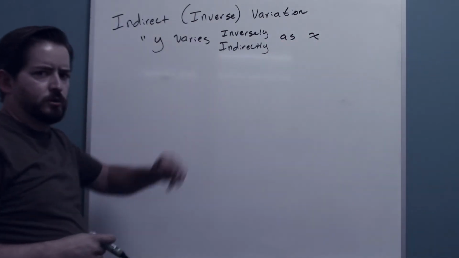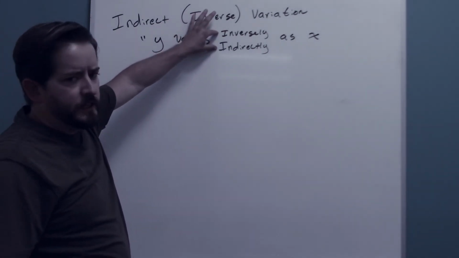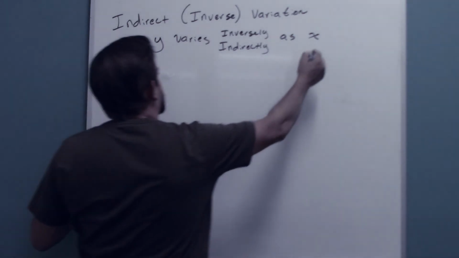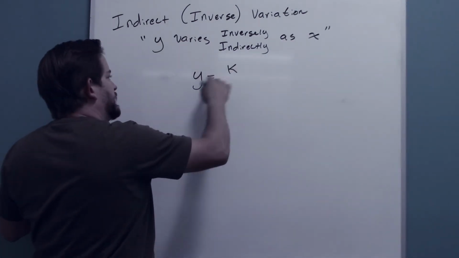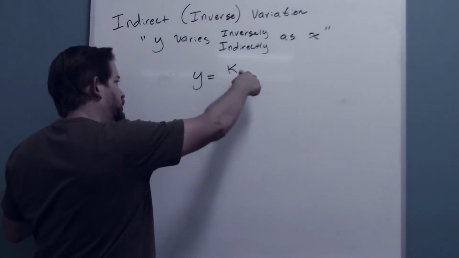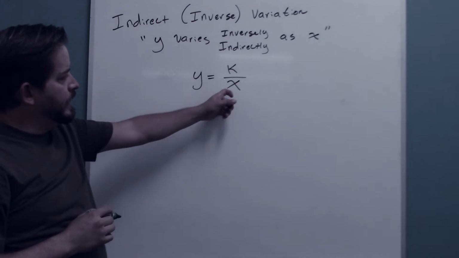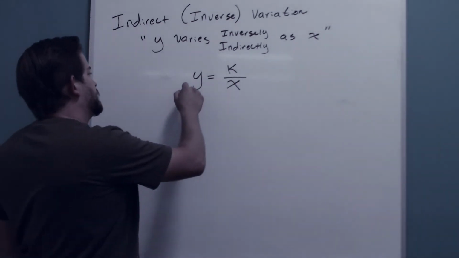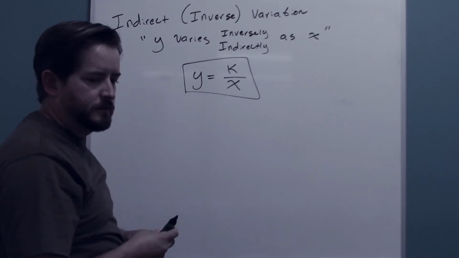And again, as or with x, right? But these two, inverse or indirect, they're your key to know that we're dealing with this formula. It's still y equals k, but instead of being multiplied by x, it's divided by x. Right? X is now in the denominator. So this is the formula for indirect or inverse variation.